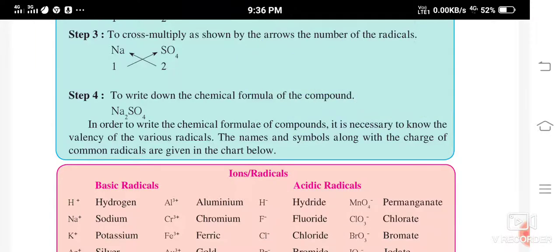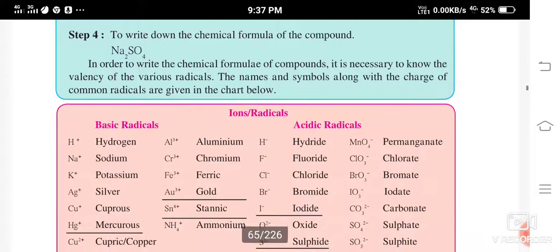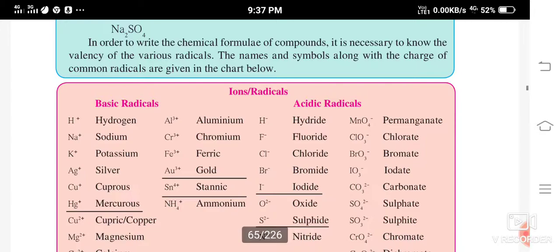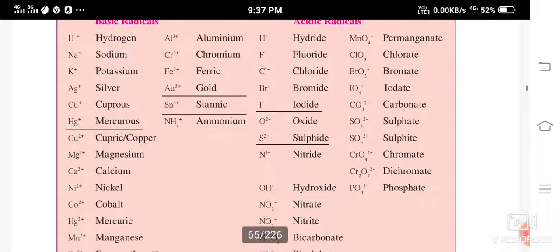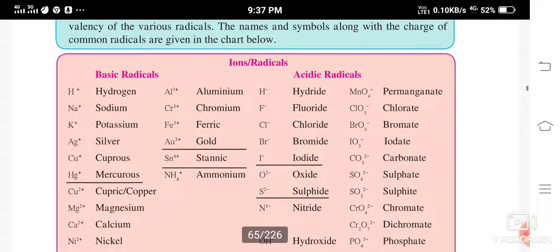Now, in order to write the chemical formulae of compounds, it is necessary to know the valency of the various radicals. The names and symbols along with the charge of the common radicals are given in the chart below. This table is very important because in 10th and in further classes also you will need this.